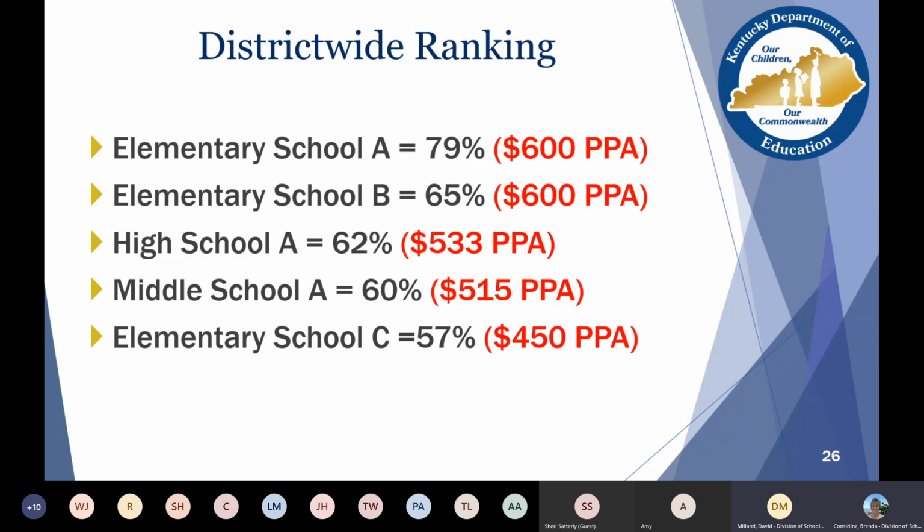So David, this is just a question from me. Elementary school A, which is above 75%, I know they have to have at least the amount of those lower than them, but should they have more since they're above 75%? Like, should it be like a $650 per pupil amount? Not necessarily. Again, that's a district decision. As long as they do not get an amount that is less than the schools below them, that is okay. Okay.